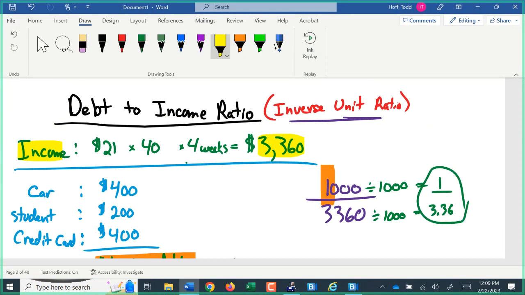We want this bottom number to be at least a 3. Usually they say a 3.2, but as long as it's at least a 3, that's saying you're in good standing. So this person has a pretty decent debt-to-income ratio.